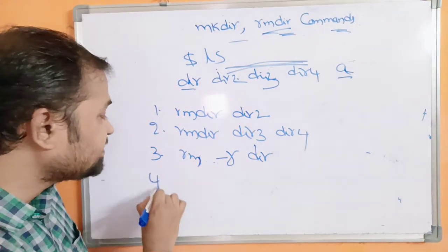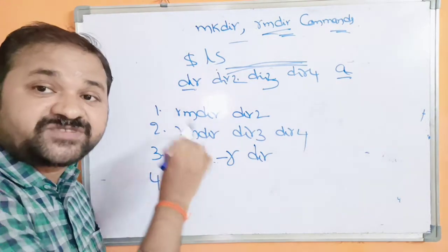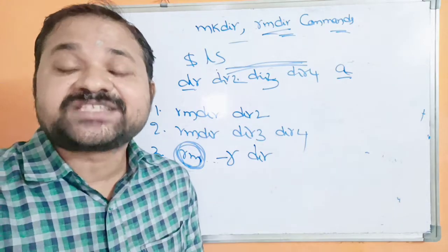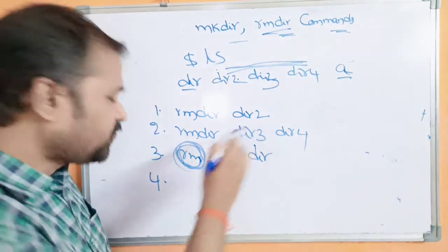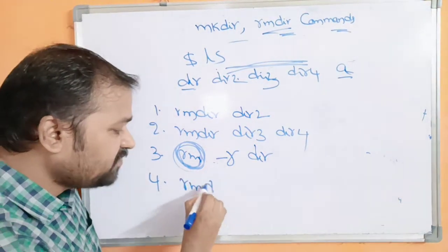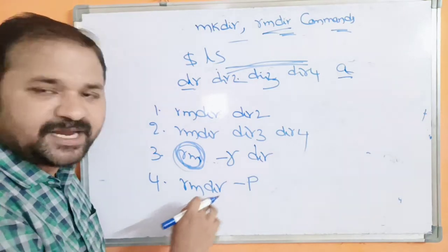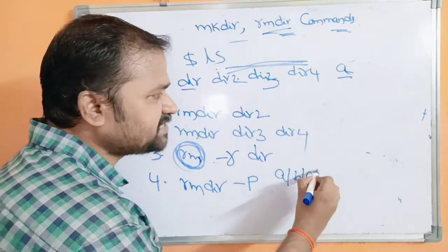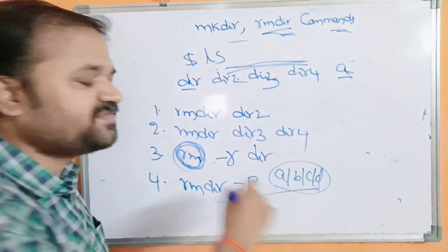Here we are using the rm command. rm stands for remove. For what purpose are we using remove? If the directory is not empty, then it should be removed with the help of this statement. Here, if we want to remove a directory structure, then we use the option rmdir space -p space. Here what is the directory structure? A/B/C/D. Then this entire directory structure will get deleted.